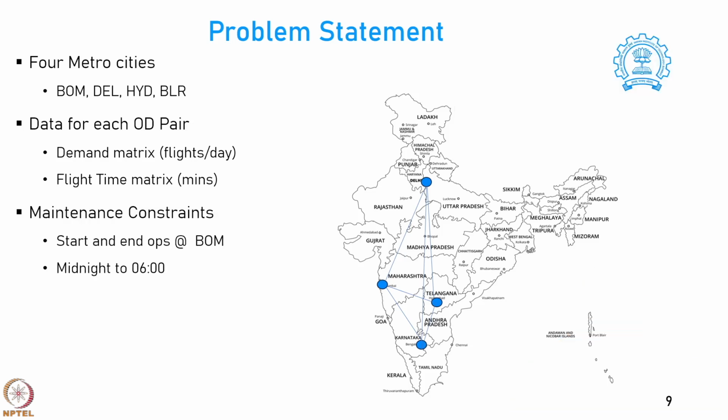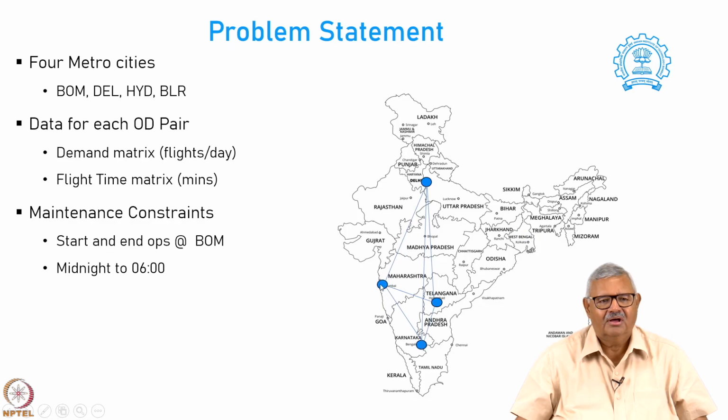Now, as I mentioned before, there are several constraints which are imposed on operations of an aircraft. For example, there could be constraints due to maintenance. In this example, we see that all operations have to start and end from this particular city, Mumbai, because the airline is supposed to have its maintenance base at Bombay. So, therefore, all operations start and end at Bombay.